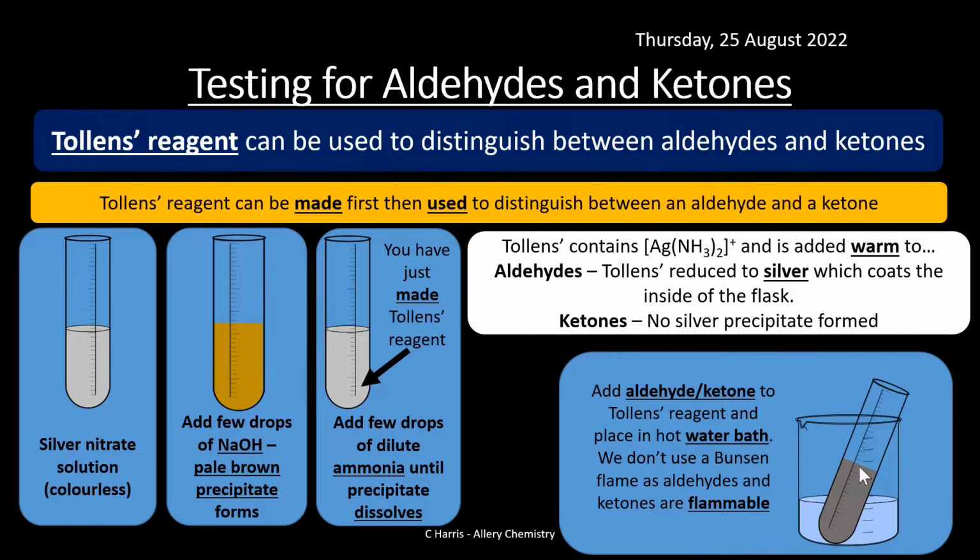Effectively, Tollen's reagent is an oxidizing agent. All Tollen's is really doing is oxidizing an aldehyde, and the silver is reduced as a result. That's what gets you silver. Ketones can't be oxidized any further, so it doesn't react, it just stays as it is. So if you get a silver mirror, you know you've got yourself an aldehyde.